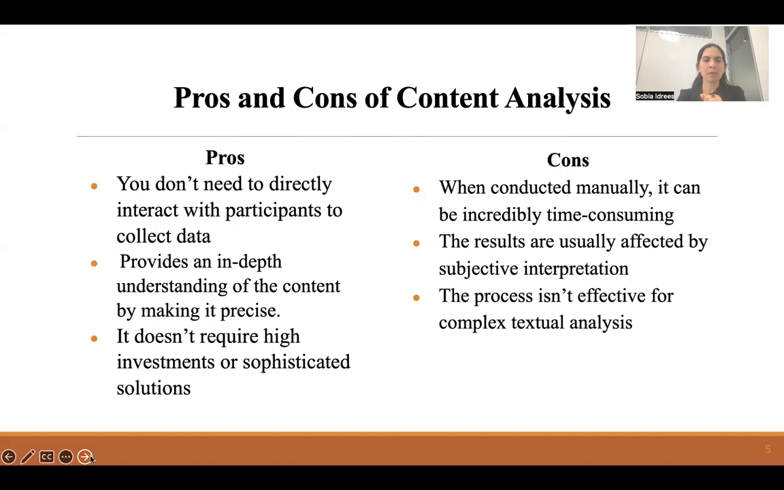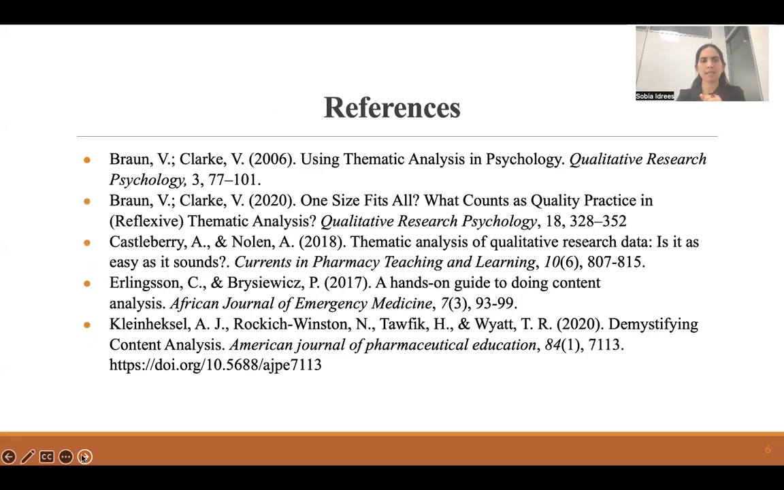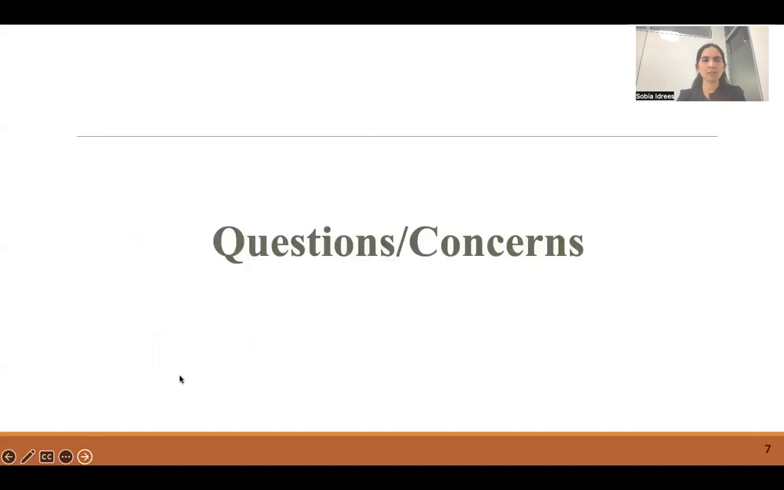So this was all about content analysis as a detailed method. These were the references that I've used to make this presentation.